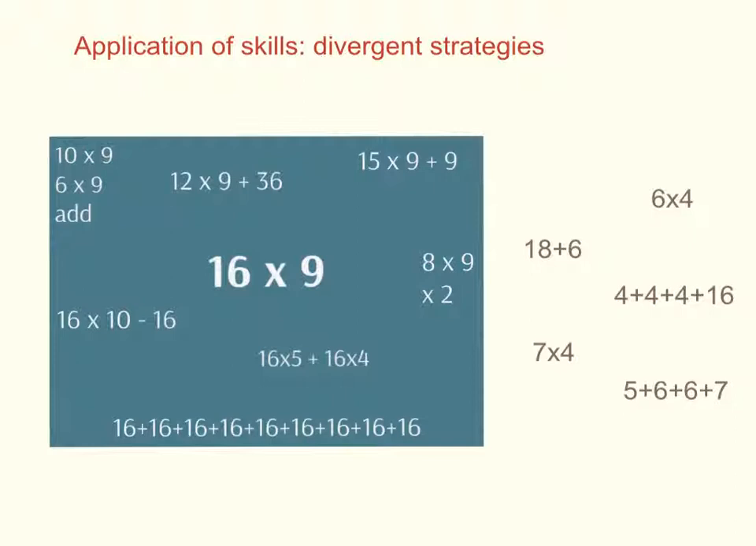Or even partitioning the 9 into 5 and 4. They might do 8 times 9 and then double. How many different ways can they see 16 times 9? Similarly, have a look at these examples here. We might ask children to match them up. Which ones are 7 times 4, which ones are 6 times 4, and how do they know? In this way, we challenge children to think deeply.